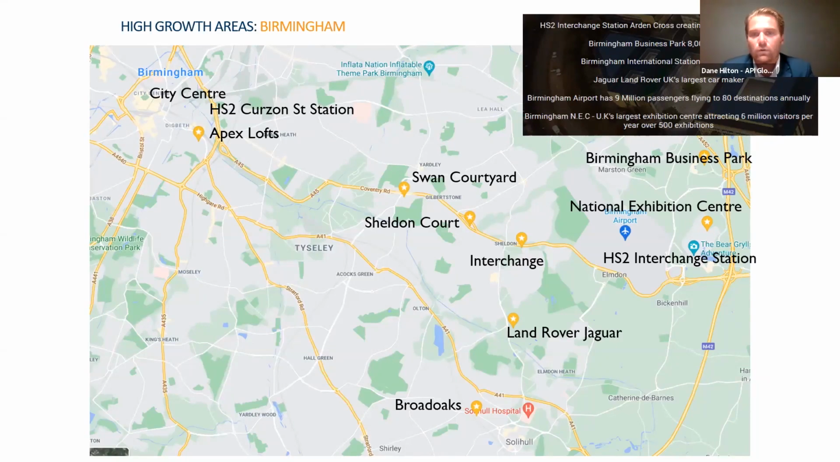So what you see on the screen now is an overview of some of the key locations and some of our developments within Birmingham. If you look in the top left-hand corner, you'll see the city centre, Birmingham city centre. You'll see the HS2 Curzon Street station. So that's where your big city plan is happening, and that's where you're seeing a lot of the regeneration of the city centre core, and we're seeing obviously significant investment and growth within that.